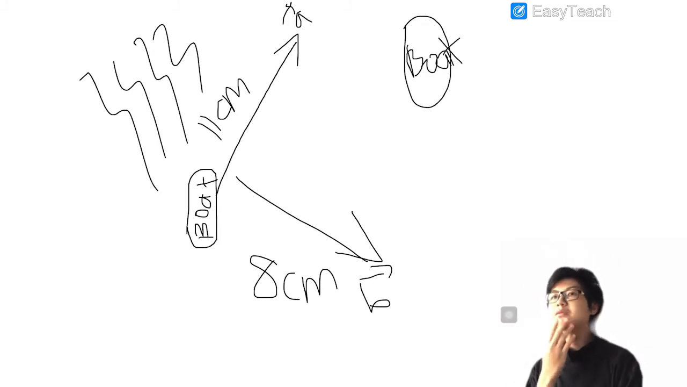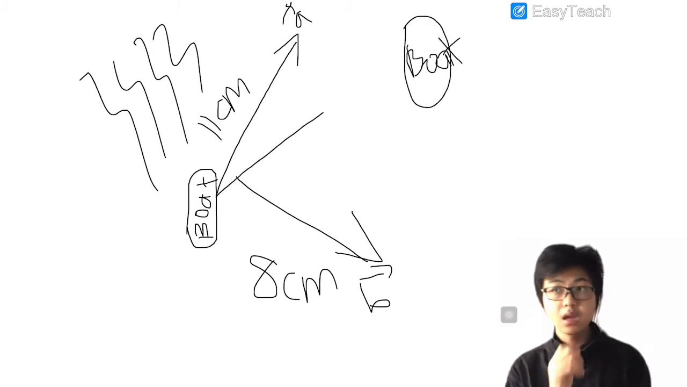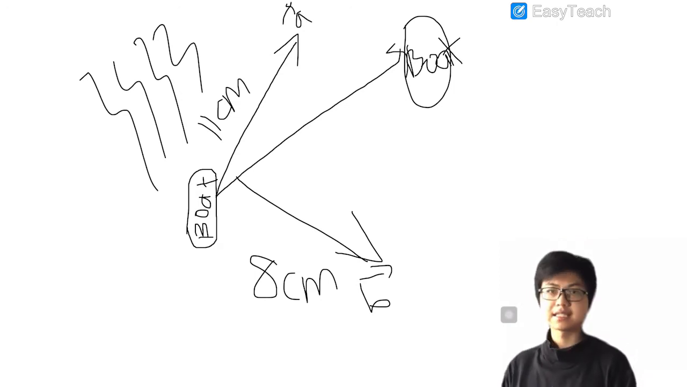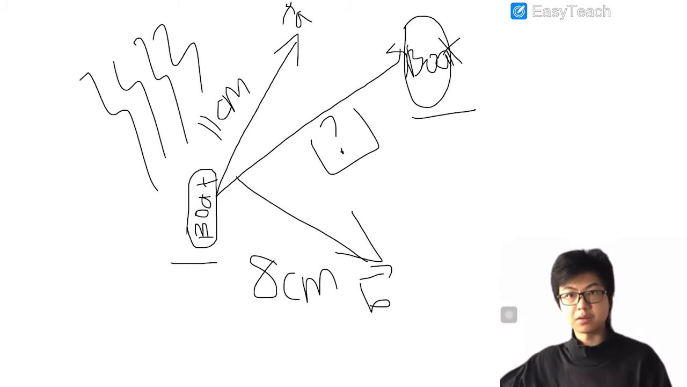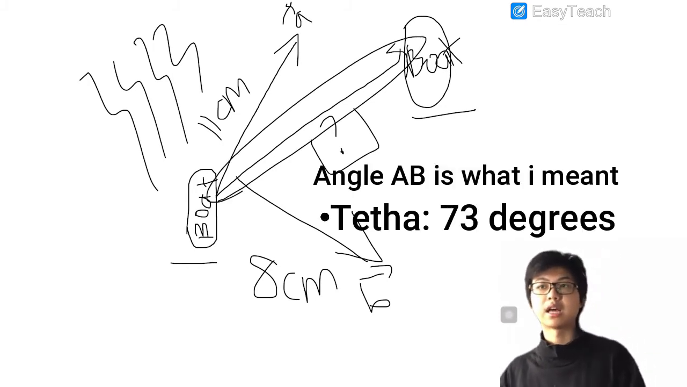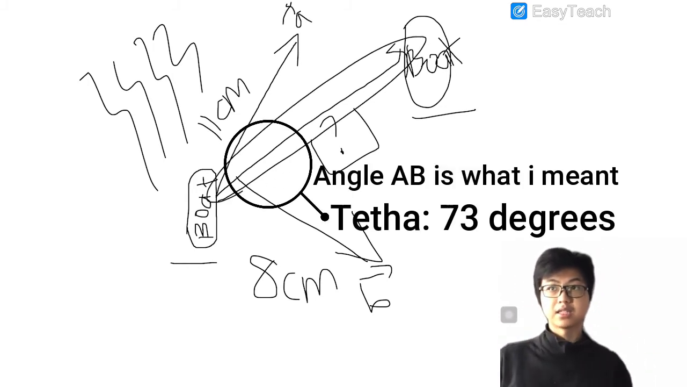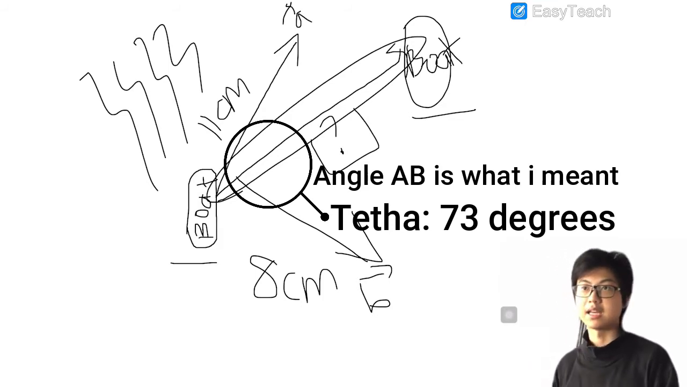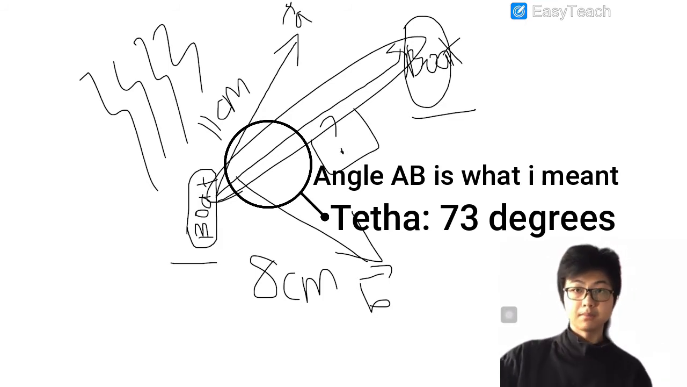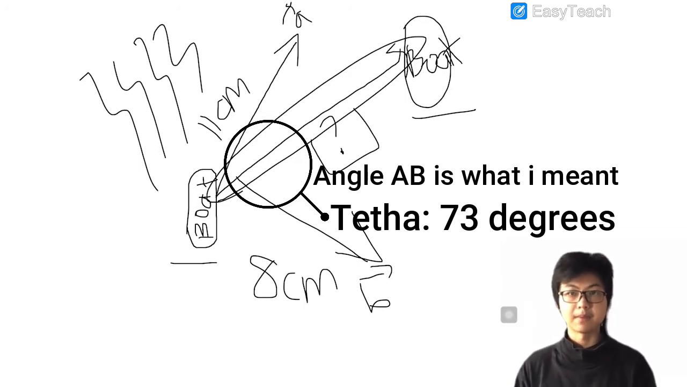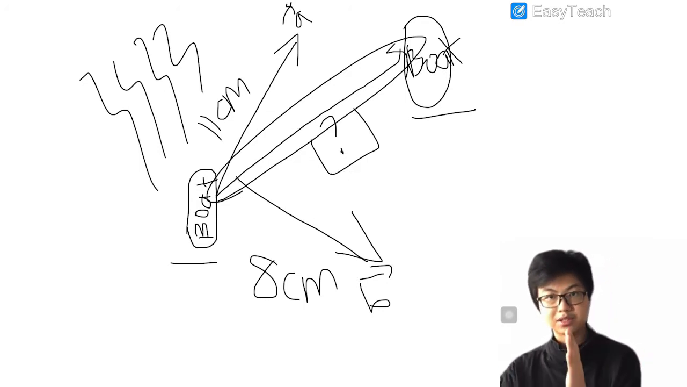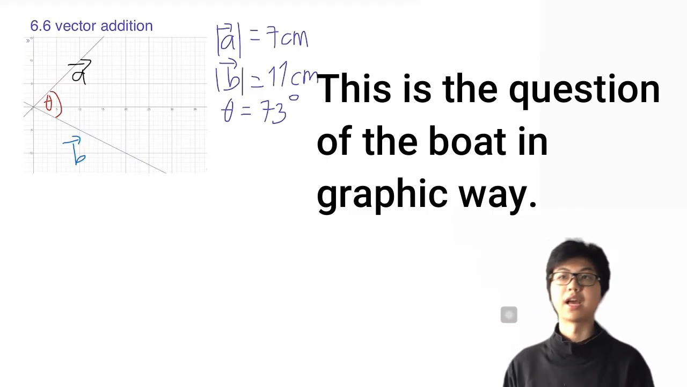And now, by using vector addition, I want to find out the displacement from one place to the other place. Knowing that vector A and vector B, 11 centimeters and 8 centimeters, have a 73 degree angle between them, we're also going to find out the angle of A, meaning the vector A towards the resultant, which angle the boat is at.